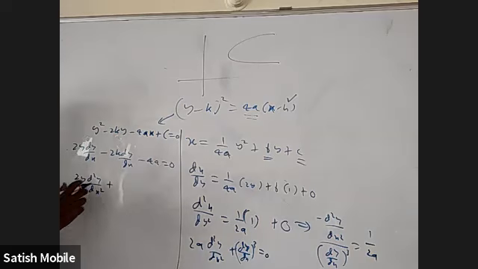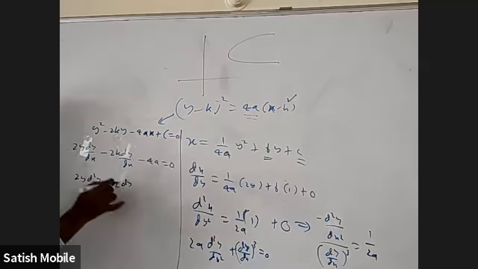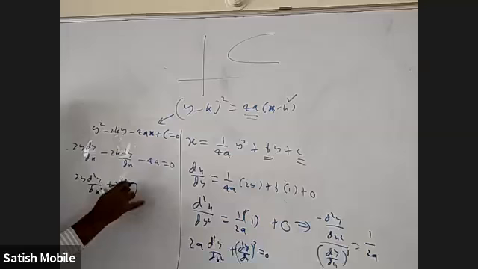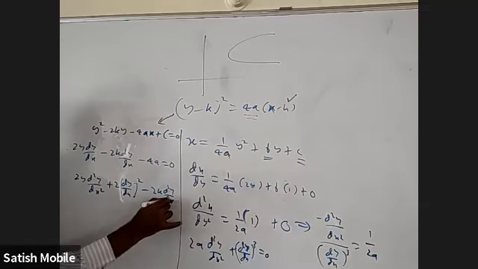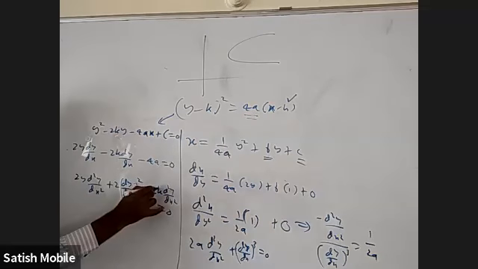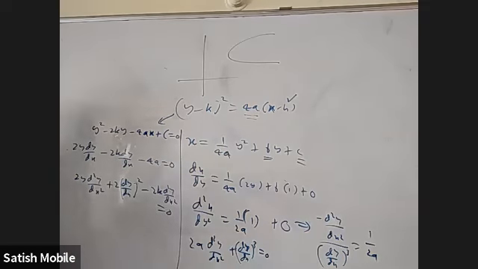2 into y d square y by dx square, and 2 into this into the derivative of this, dy by dx whole square, minus 2k d square y by dx square equal to 0. Find what k is from here and substitute here. What is k? This plus this by 2 d square y by dx square. You can substitute that also, you will get it. I hope everything is fine here.